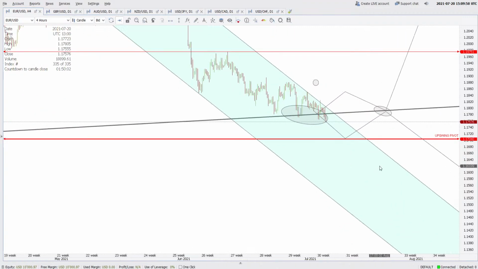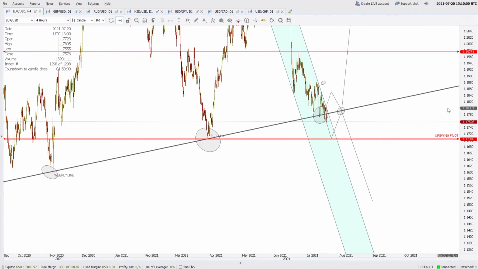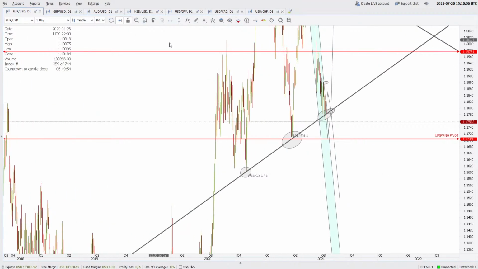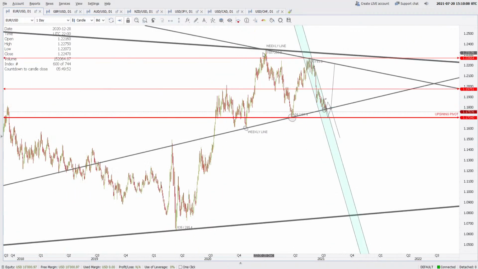If that is broken, then the downside targets will be huge, because it will be a break of almost a double top pattern here. Let me show you how it is a double top. See, this was a top, this was a top, and if this is broken, then it will go down.